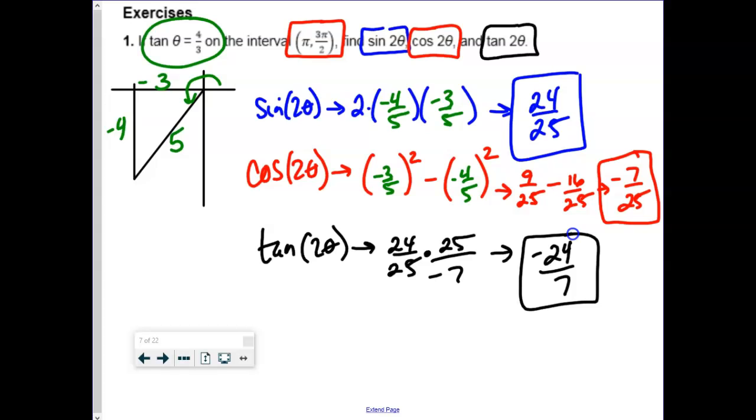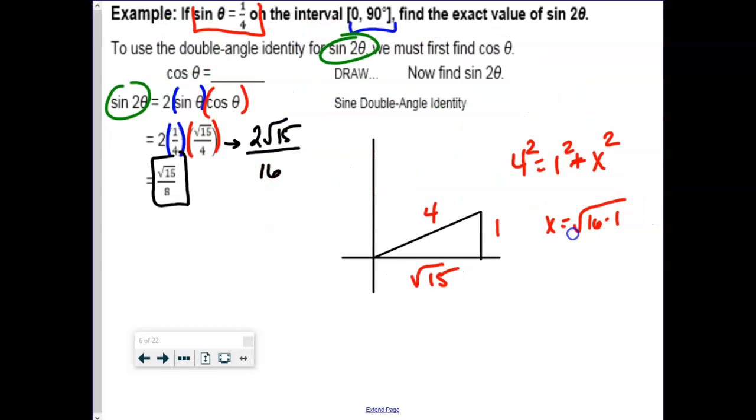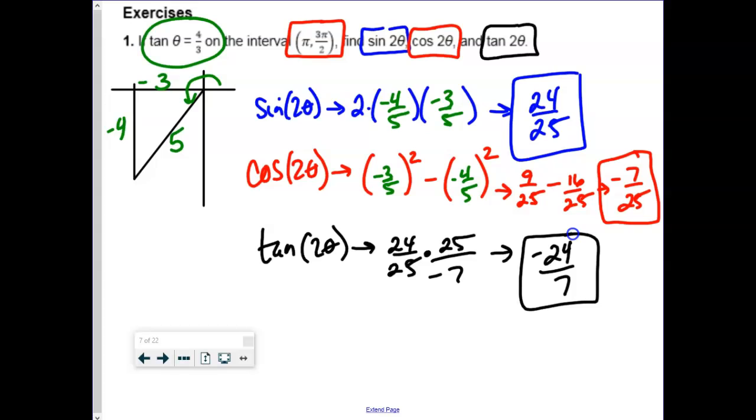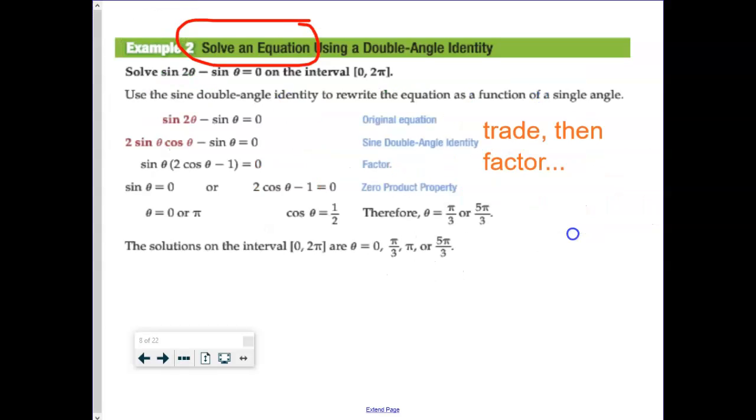Oh, magical, huh? No, they're not always pretty. Like the one we did before was square root of 15. Had I done all 3 of them, we would have seen the same 3 numbers popping up in the ratios, but they're kind of icky, so that's okay. All right, so now we have these new identities that we can use to solve.